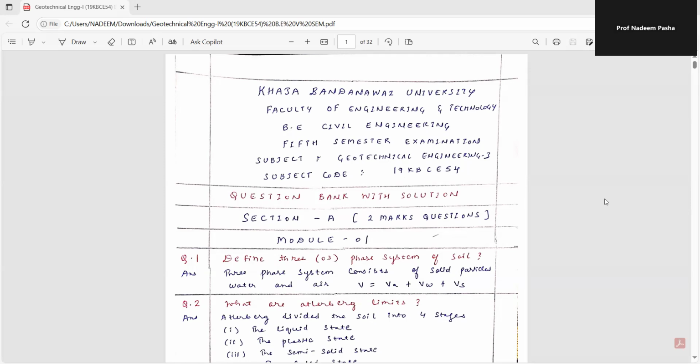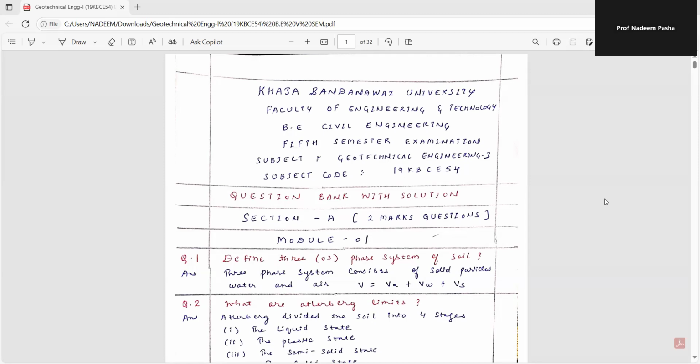The name of the subject is Geotechnical Engineering 1, and the subject code is 19PBC54 as per our university. Firstly, we will see the 2 marks questions from the exam point of view, starting with module 1. Define three-phase system of soil. How will you define soil as a three-phase system?